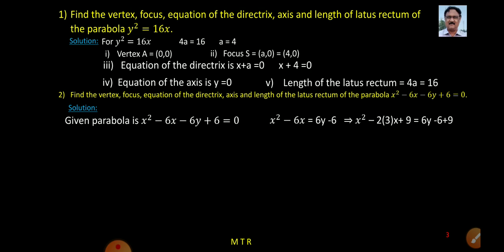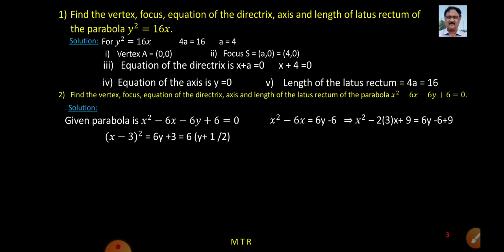Put x terms to the left side and take the remaining terms to the right side. So x square minus 6x is equal to 6y minus 6. The left side is of the form x square minus 2ab plus b square, for (x minus h) whole square is equal to 4a into (y minus k).